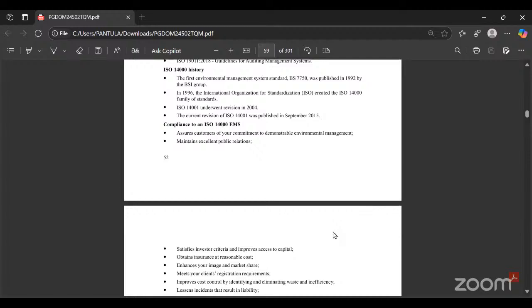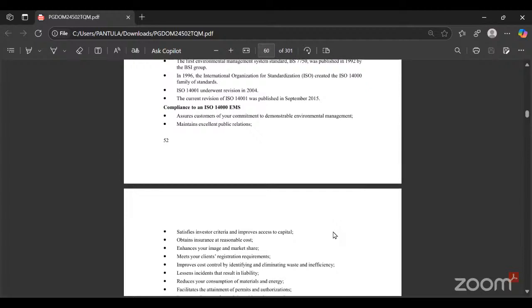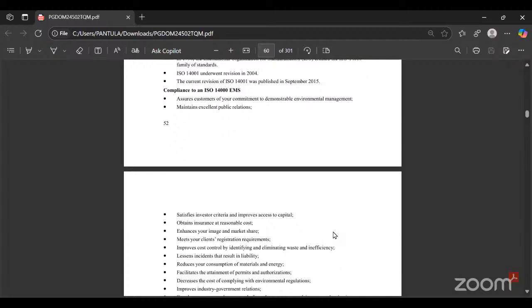In 1996, the International Organization for Standardization created the ISO 14000 series family of standards. ISO 14001 underwent a revision in 2004. The current revision, ISO 14001, was published in September 2005. Compliance to ISO 9000 and the EMS.